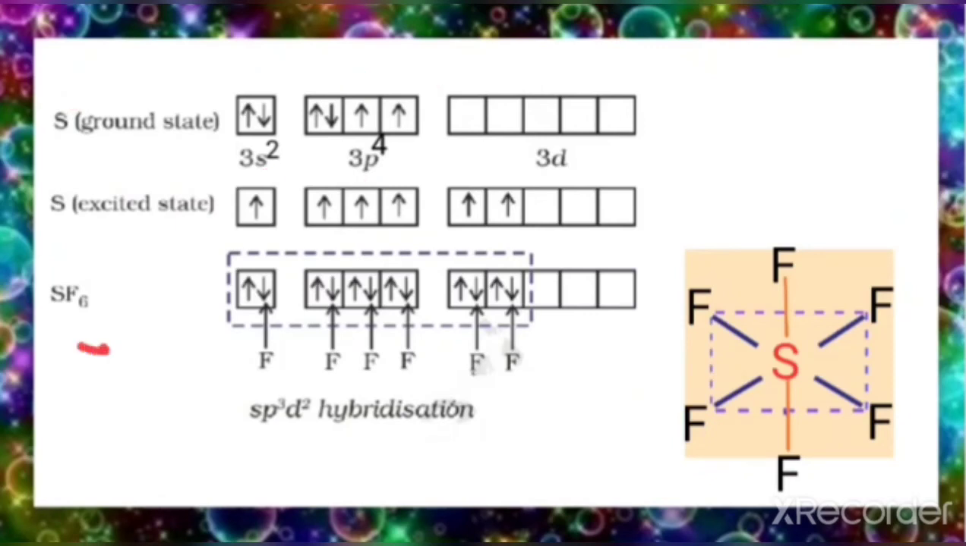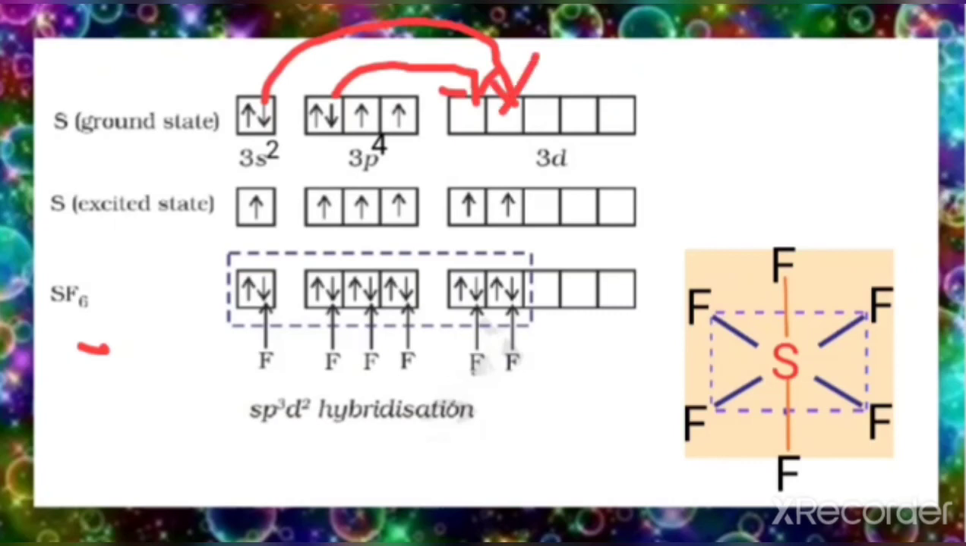Now here 6 fluorine atoms are getting bonded with a single sulfur, so 6 single electrons are needed. In order to have 6 single electrons, the paired electrons get excited, promoted to the vacant 3d orbitals. Like here, one of the paired electrons gets promoted to the 3d orbital. At that time there will be only 4 single electrons, but there are 6 fluorines. So one more paired electron from S gets promoted to the vacant 3d orbital.